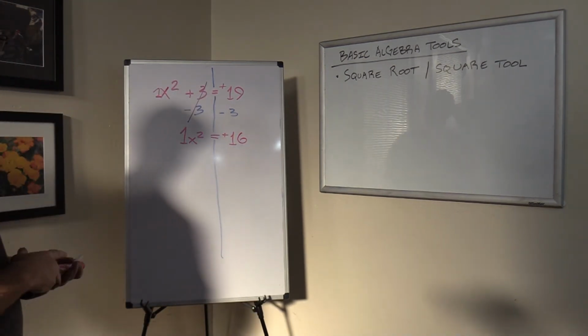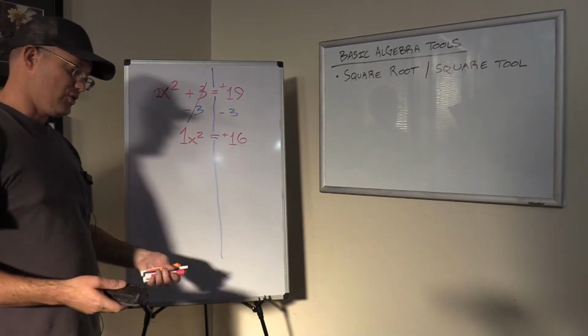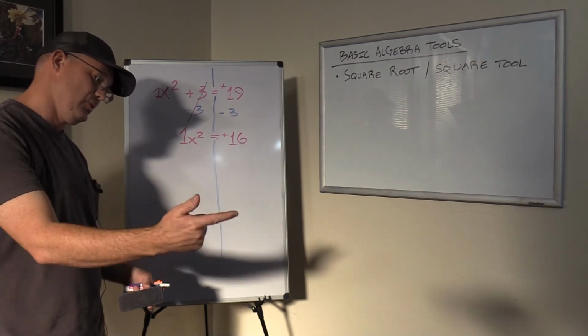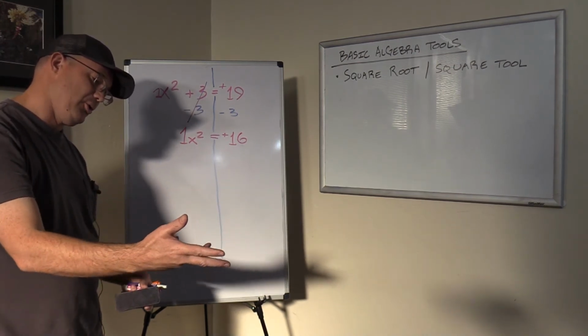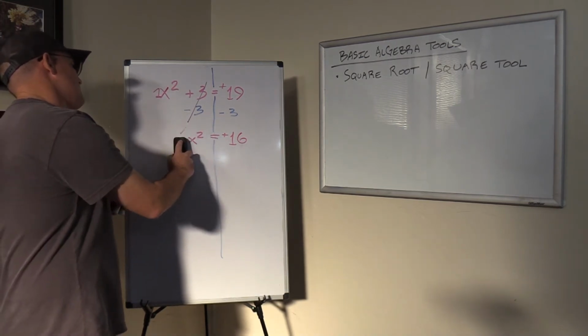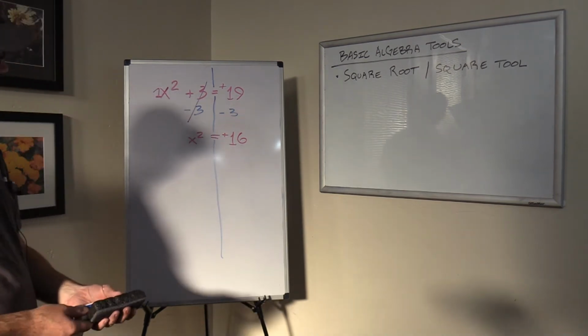Okay, so now we have 1x squared equals 16. And we can't get this any simpler with the first 5 tools we talked about: the combo tool, addition tool, subtraction tool, multiplication tool, division tool. This is as simple as it gets, right? Remember, we can get rid of this 1, just x squared plus 16, because it's a 1.